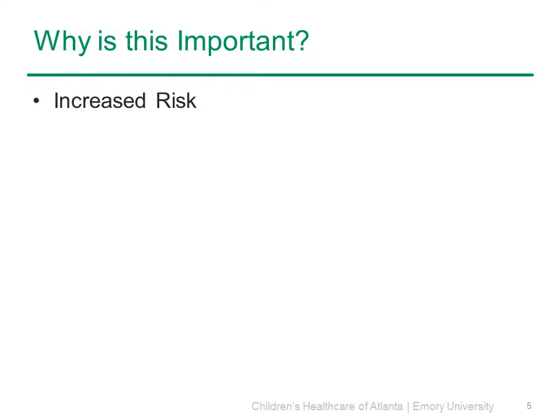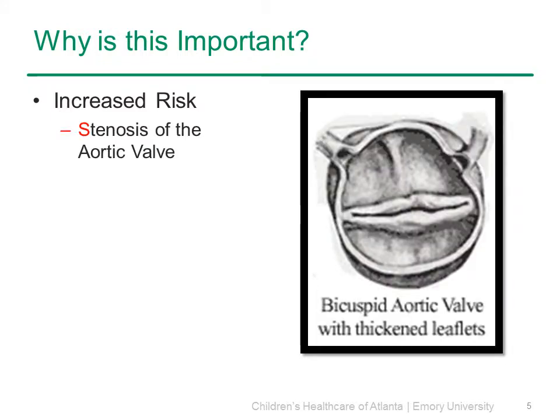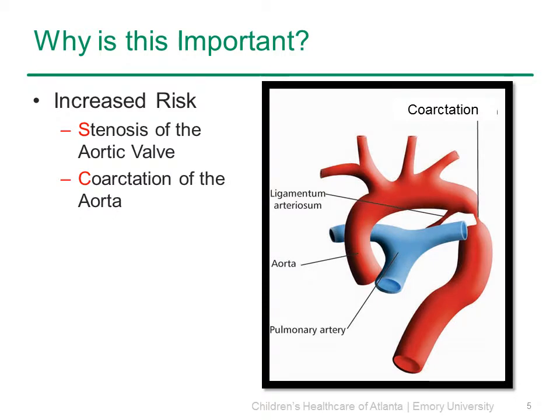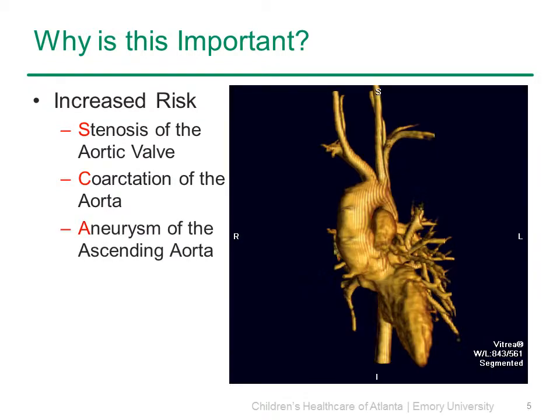So why is this important? We know that people with a bicuspid aortic valve are at an increased risk for stenosis of the aortic valve, whether congenital aortic valve stenosis or acquired stenosis, as those individuals are at increased risk for calcification of the valve leaflets. We know that if you have one left-sided heart lesion, you're at an increased risk for another left-sided heart lesion, such as coarctation of the aorta. So this is an important disease process to evaluate for in any individual, especially newborns who present with this disease process.